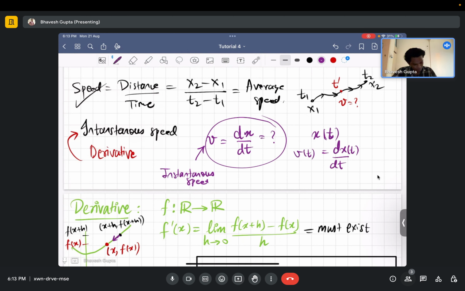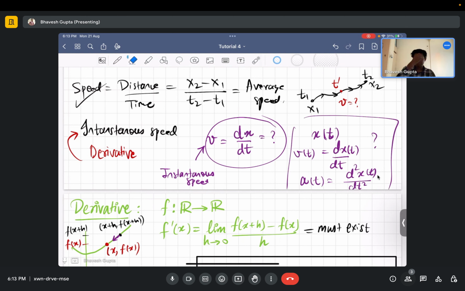And if someone asks you what is acceleration, then you basically take another derivative. Okay. So we know that we do take derivatives, but why do we take derivatives? That's the question. And that's a fundamental question we want to answer over here.